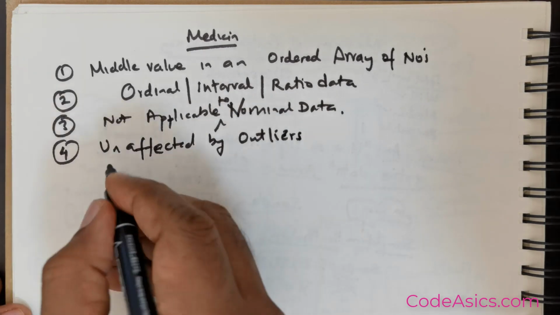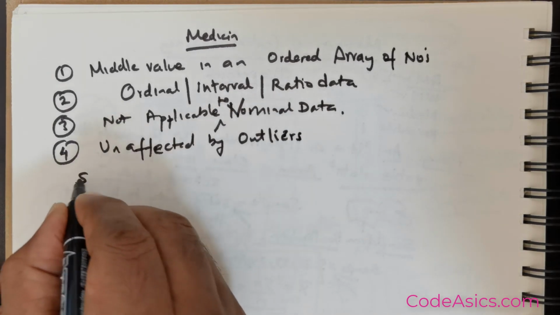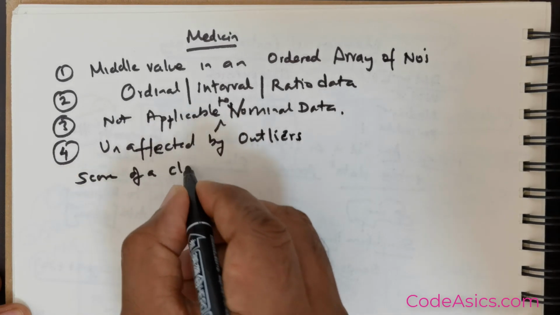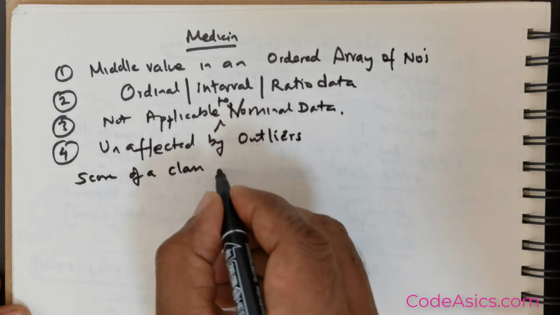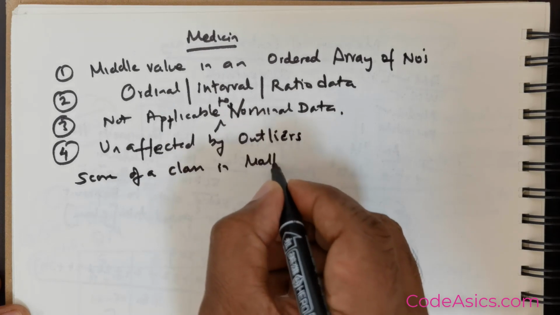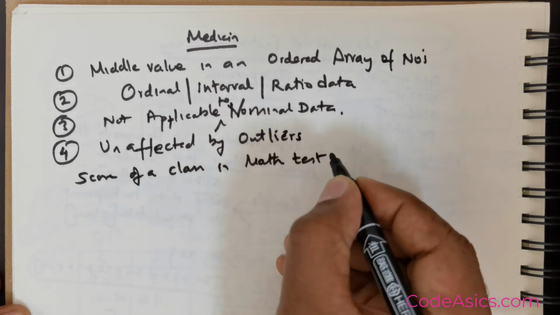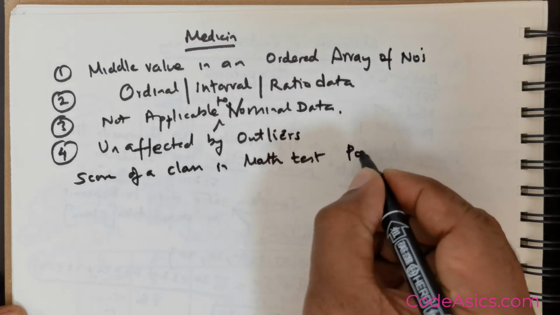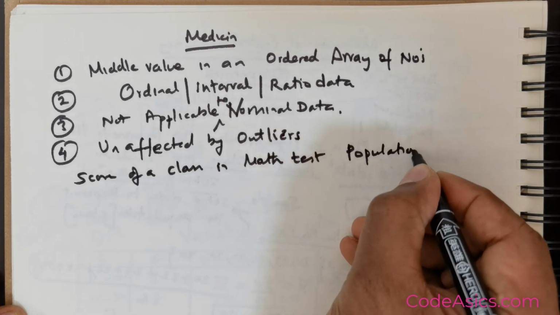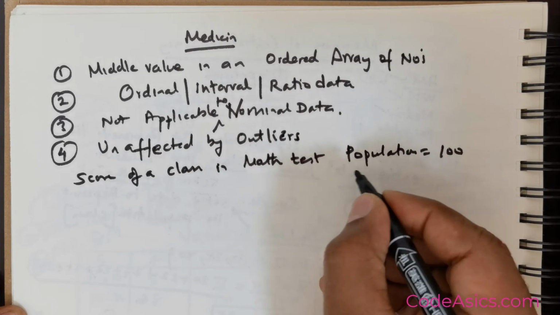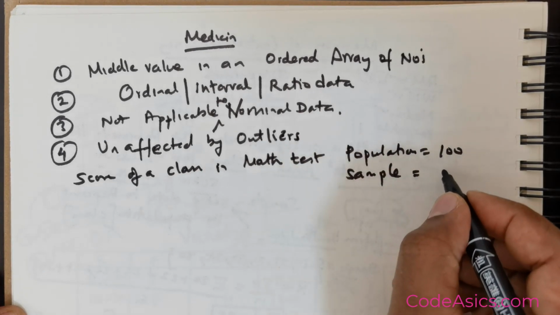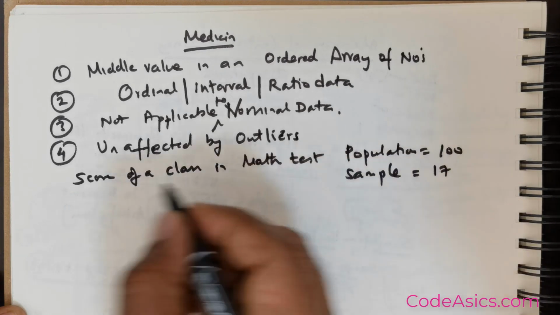So let me give you this illustration. This is the score of a class in a math test. And as I told you, the population size is 100. Population is 100, but I'm getting a sample. The sample size is 17.